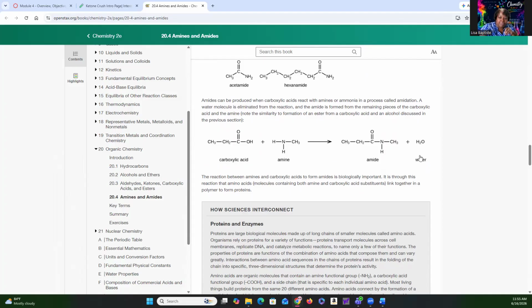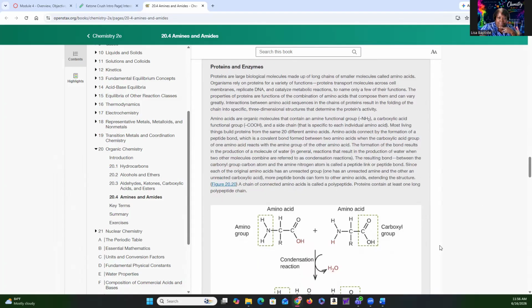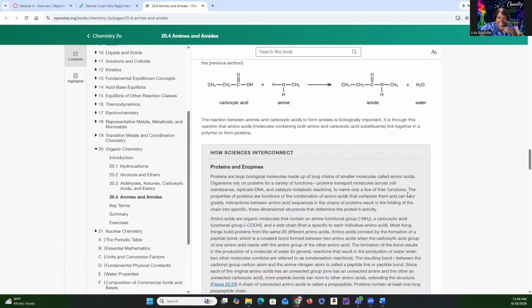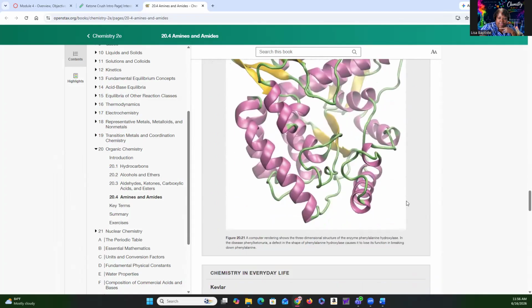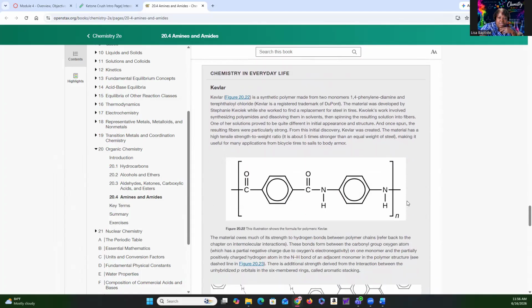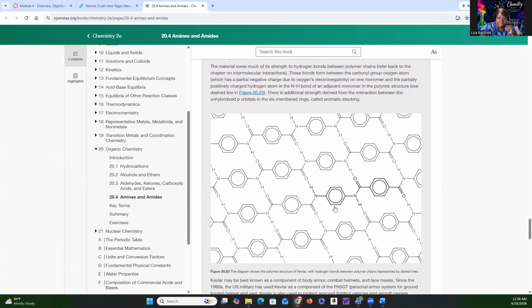It also gives you some examples of some synthesis reactions for our amides, just like we saw the synthesis for the amine. All right. And this deals with the proteins and enzymes. And so read through that information. It's really helpful. Kevlar, which is a polymer. Okay, and we use that for different products. Okay, the making of different products. But this is going to show you what that structure is.